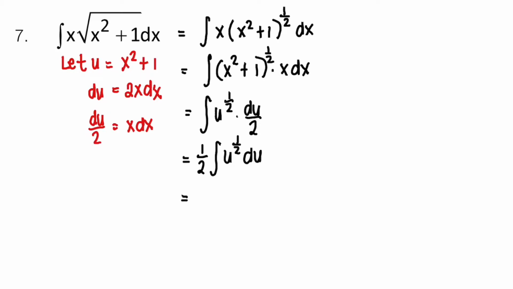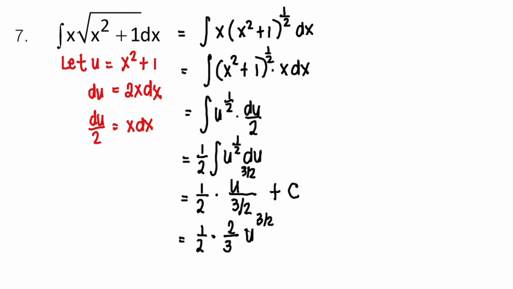so we can now integrate using basic integration rules, the power rule. So we add 1 to the exponent, so 1/2 plus 1 is 3/2, divided by 3/2, plus c. So that's 1/2 times 2/3 u to the power of 3/2 plus c, or our answer is 1/3. Bringing back to u, that's x squared plus 1 raised to the power of 3/2 plus c. And that is our answer.